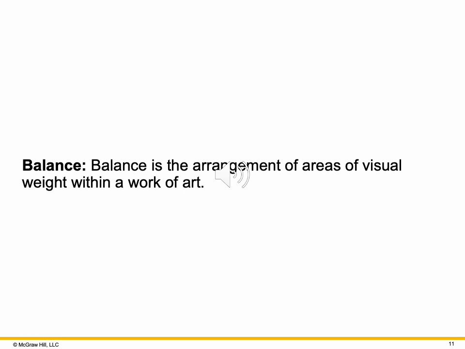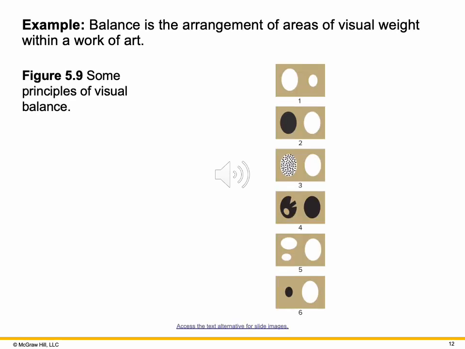Balance is the arrangement of areas of visual weight within a work of art. What looks heavy and what looks light? The only possible answer is that it depends. We do not perceive absolutes but relationships.